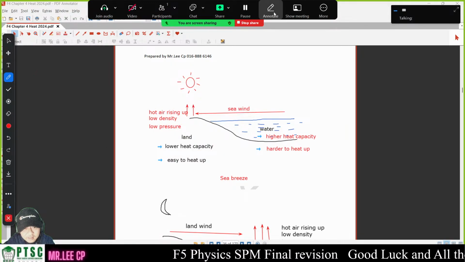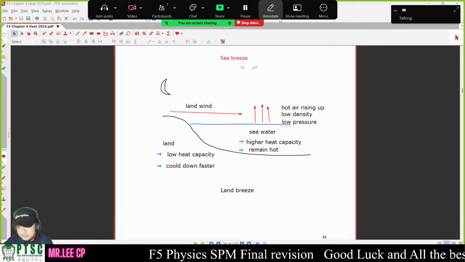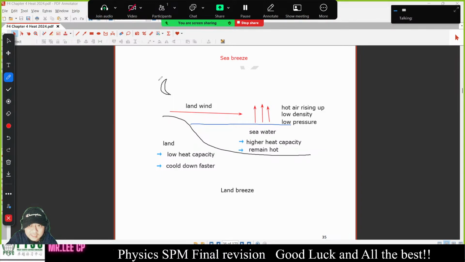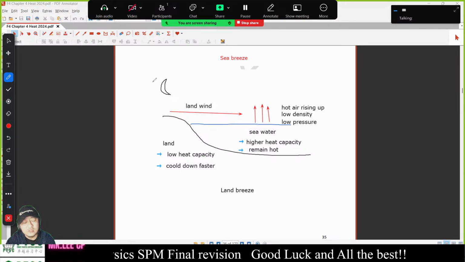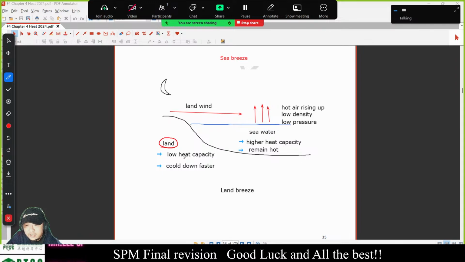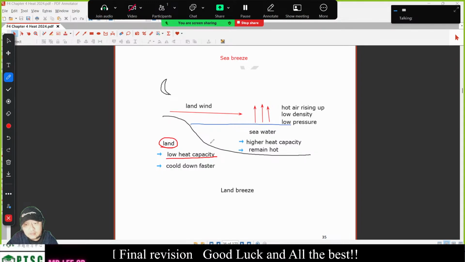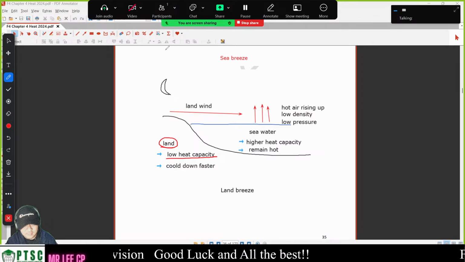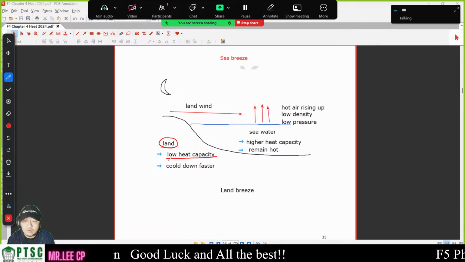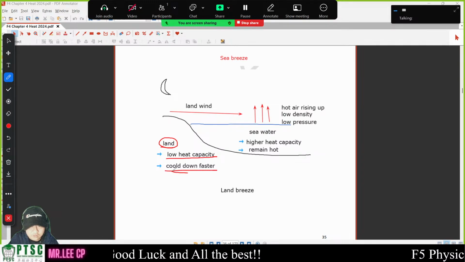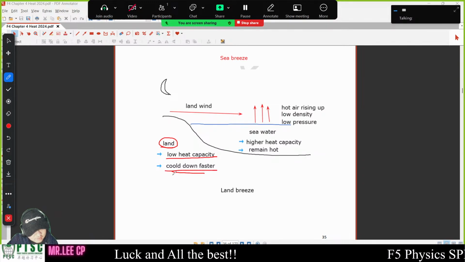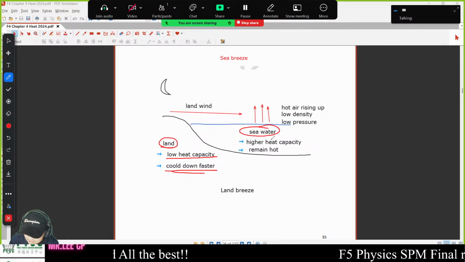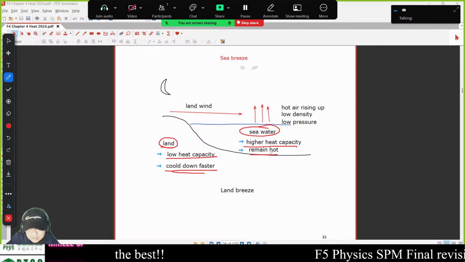How about land breeze? Land breeze is the same, just reversed. Okay, so at night, it is cool. Alright, so land heat capacity is low. Afternoon is very hot. Now this one at night is cold. It cools down very fast. Heat up very fast, cool down also very fast. So this one is cold, but the seawater has high heat capacity. It will remain very, very hot there.